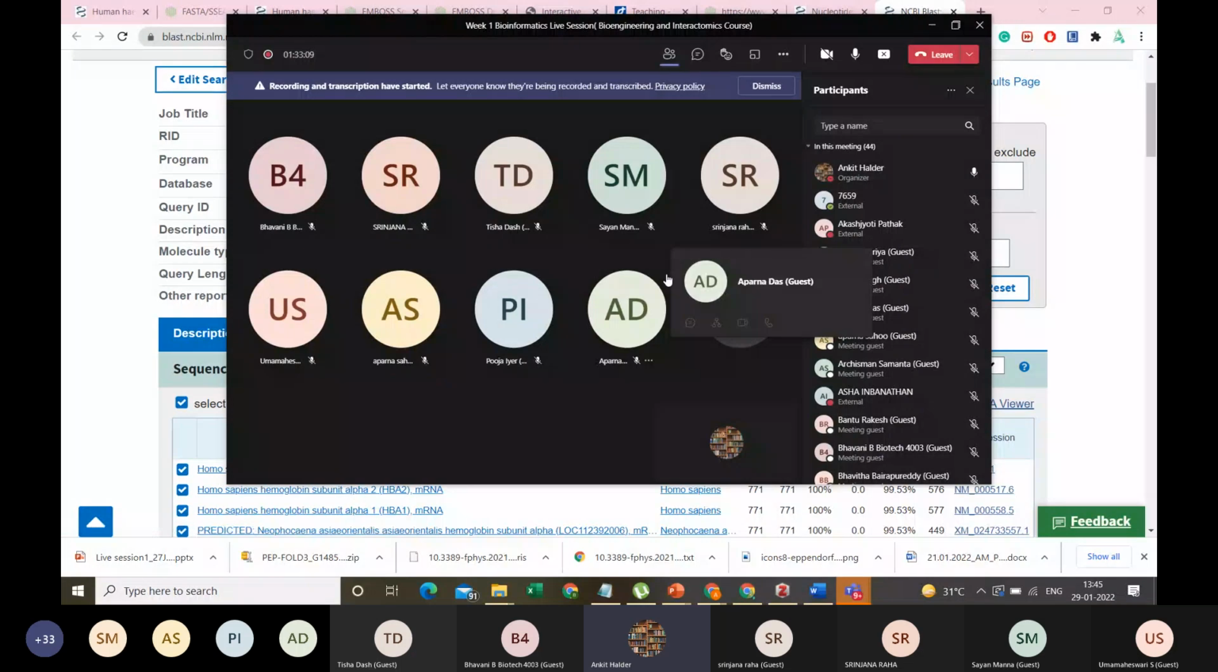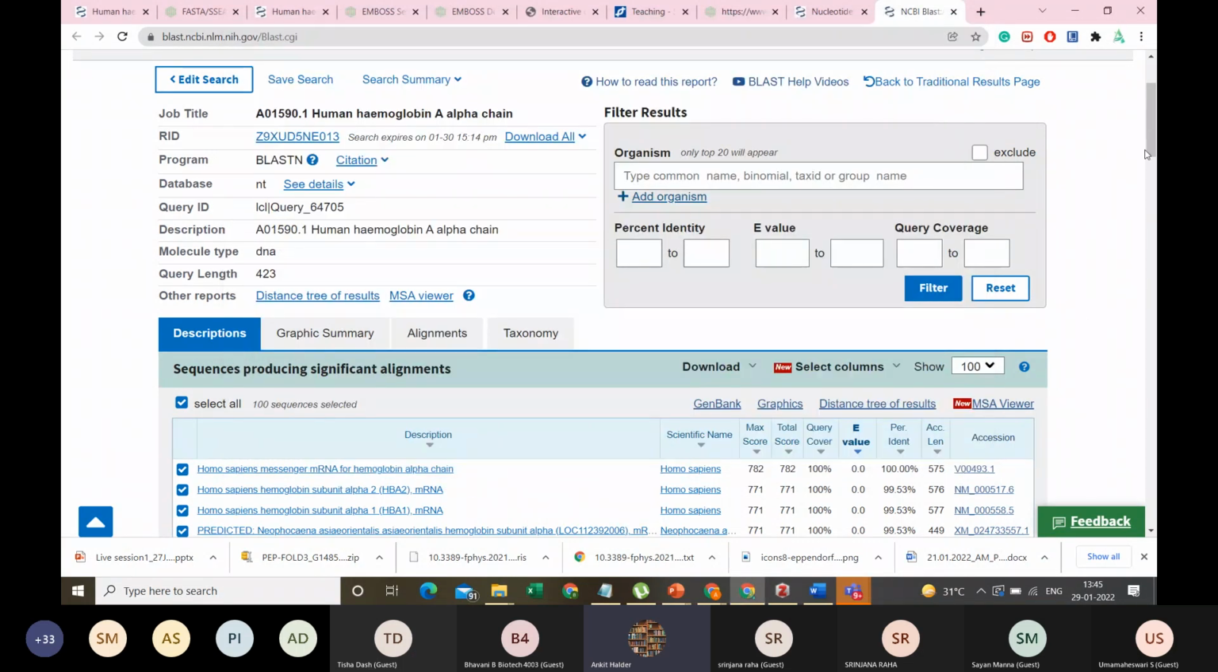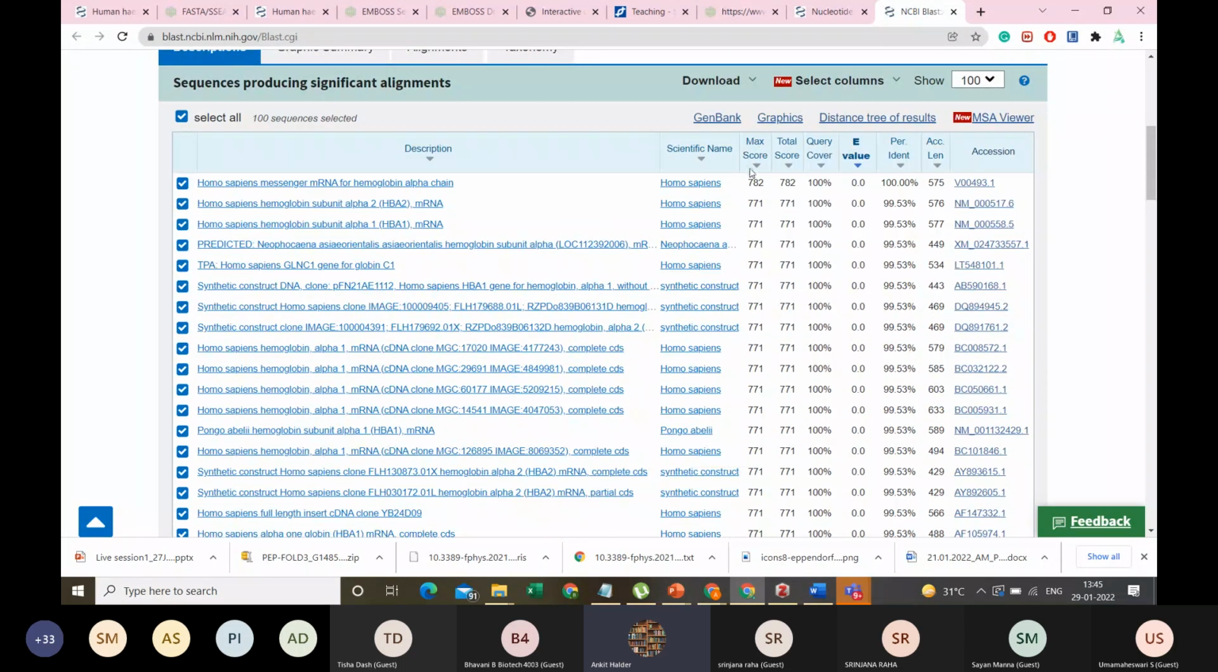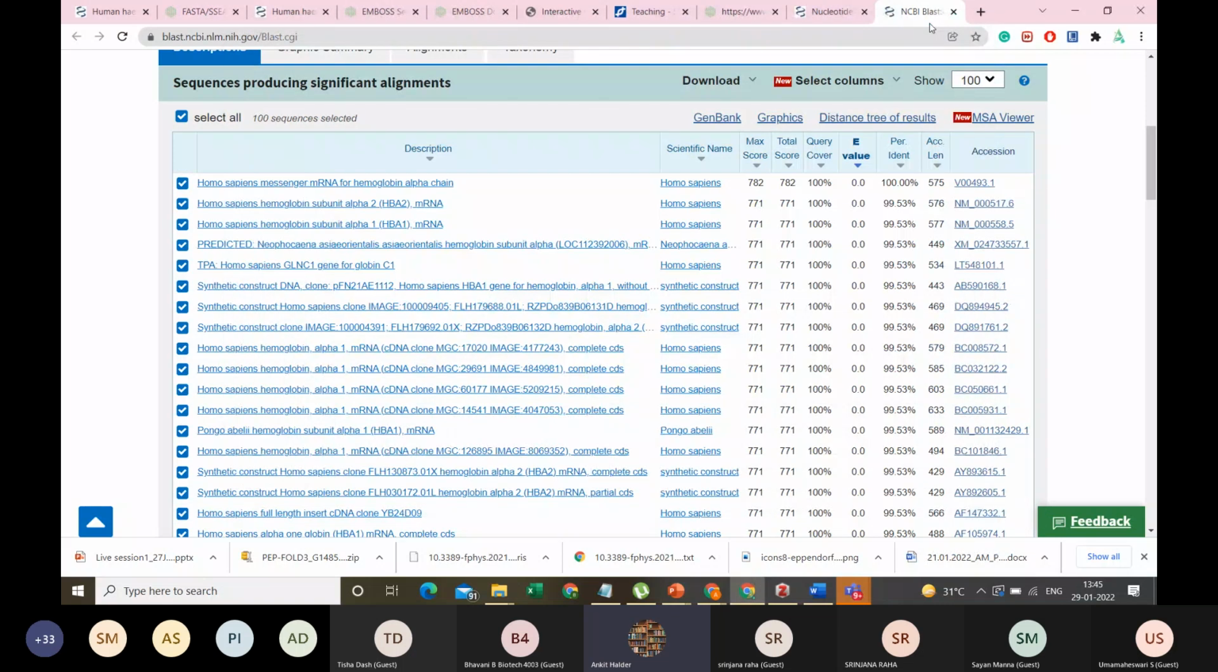So how many of you got this result page? Just be a little bit quick here. Okay, fine. So let us look at the values we have got. We can see the maximum score and the total score. Homo sapiens hemoglobin alpha chain mRNA has matched with it, and the e value is 0, percentage identity 100%. It means it has matched perfectly. Here we don't need to worry because we have given that sequence only, so it matched.